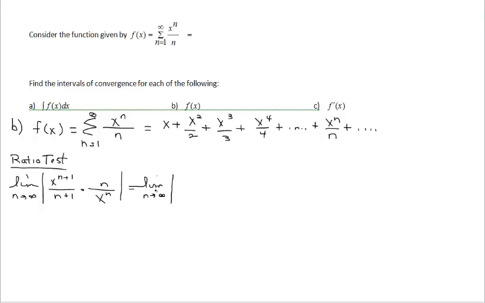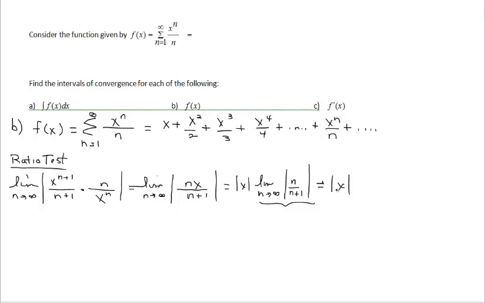Okay, a little bit of cleanup. The result would be this. All right, let's pull out the absolute value of x and focus our attention on this limit. We see that this limit right here is going to equal 1. So the result would just be that we're going to get the absolute value of x. So by the ratio test, we end up with not a value, we end up with an expression.